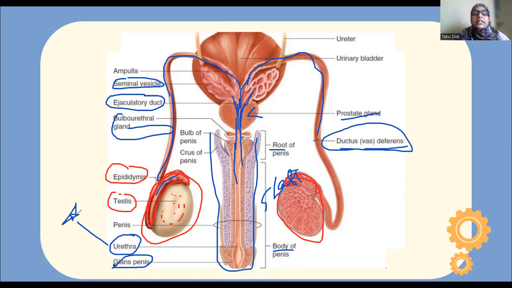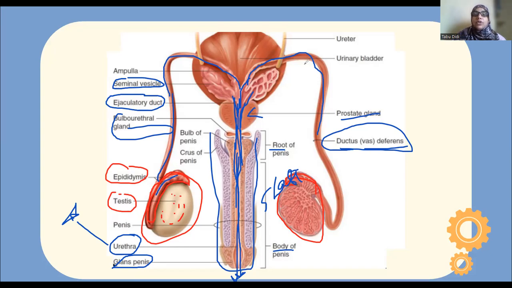So the male reproductive system, we call it urogenital in nature. What do we mean by urogenital? The urinary system and the ejaculatory fluid both have a common passage. So the sperms will have a common passage to exit, and the urine will also have the common passage, that is through the urethra. It will flow from here only.